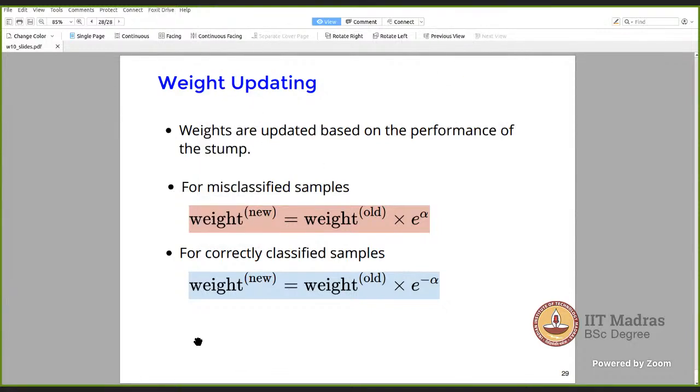So ma'am, here weight means like the weight of the classifier, whatever it learns, those weights, or the points, you are associating some weight to those data points. Data points.